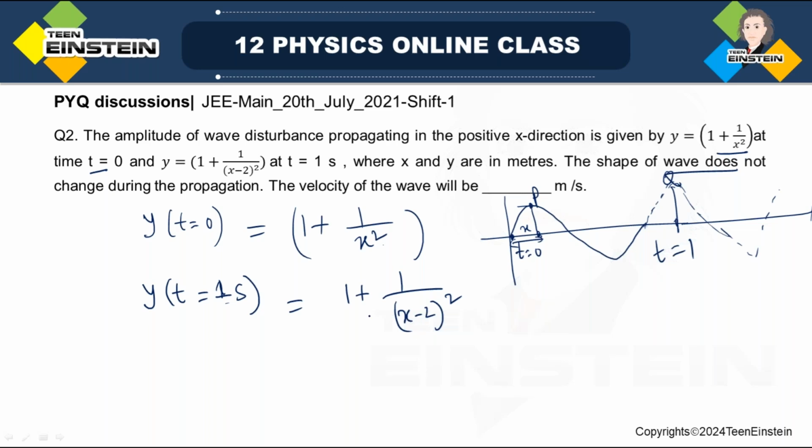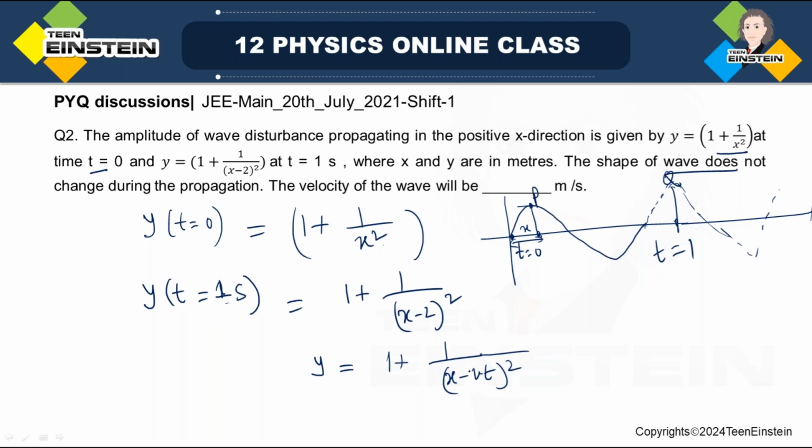And how do you write that? Generally we write y is equal to x minus vt, where v is the velocity of the wave and t is the time. So in terms of the wave given here, I can write according to the given shape. If we write y is equal to 1 plus 1 over x minus vt whole square, the first one will be satisfied.